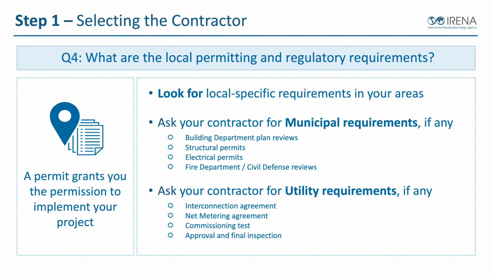Some utilities require things like commissioning tests, where they want to see a form filled out about the test process, or they may want to be on site depending on the size of the system, or if it's a utility that's new to solar, they might want to be on site to see testing and commissioning. And then sometimes utilities will require final approval or final inspection of the system before it is put online. And like I said, sometimes these things fall into the utility side, sometimes they fall into the municipal side, and they can mix depending on what the local jurisdiction rules are, what the local rules and guidelines are.